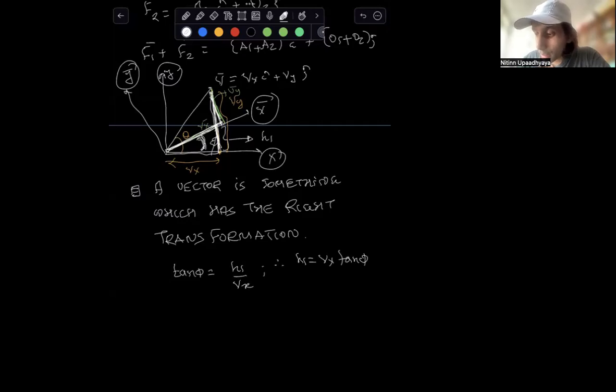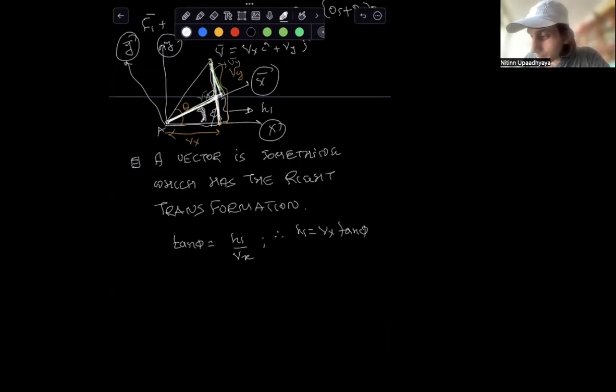Now I can even calculate this hypotenuse, which let me label as AB. This AB length gives me a part of the new Vx bar component, and the remaining part is this tiny length here. So what is AB? Well, cosine of phi is the base Vx divided by AB, so that's Vx by AB, and therefore AB is Vx divided by cosine of phi.